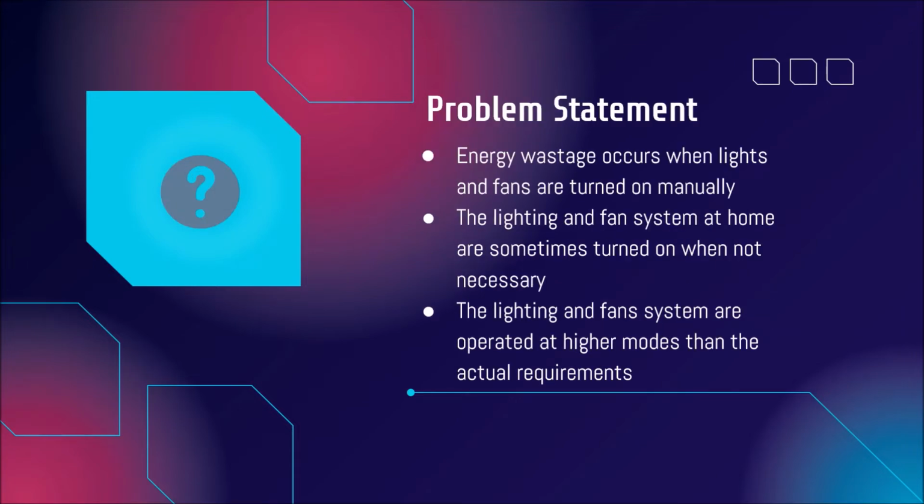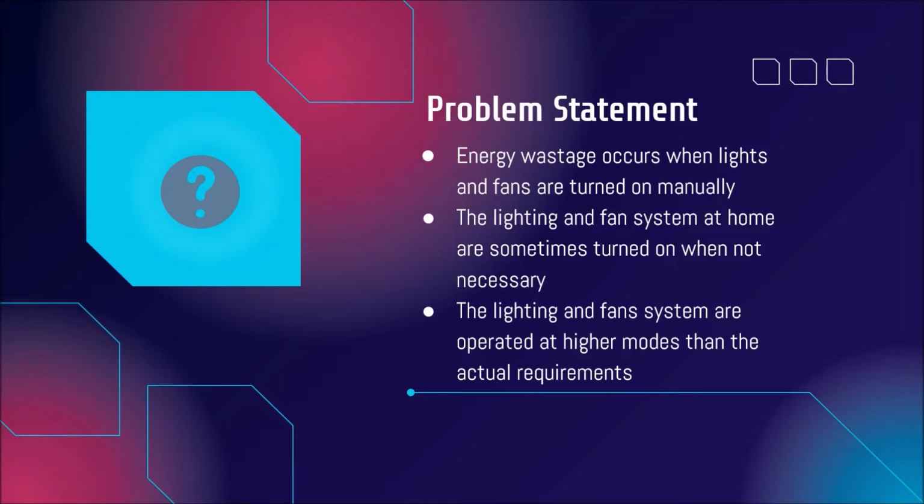You might be wondering, why did we choose this specific title for our project? Well, we did this to address a few problems. The first problem is that energy sometimes is wasted when lights and fans are turned on manually. For instance, sometimes the lights and fans at our home are not switched off when it is not necessary. It might be due to negligence, and our automated lighting and fan system will address this issue.